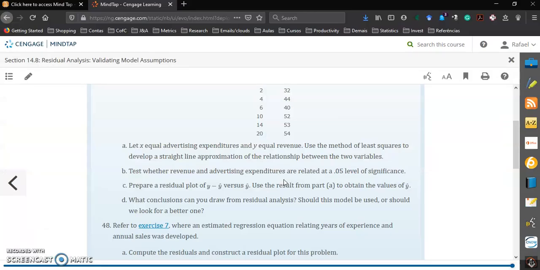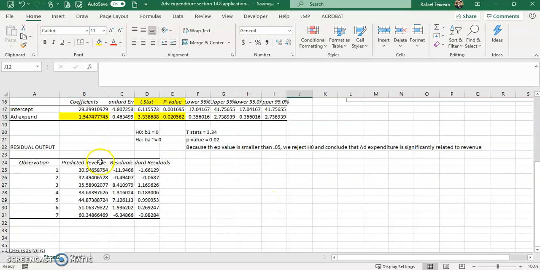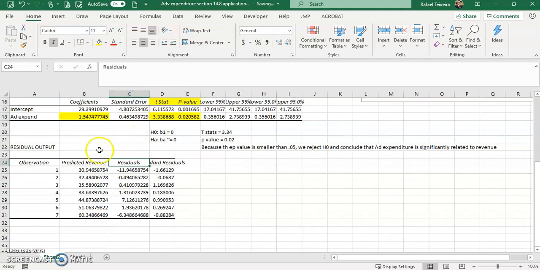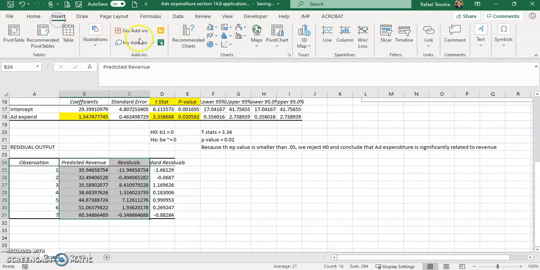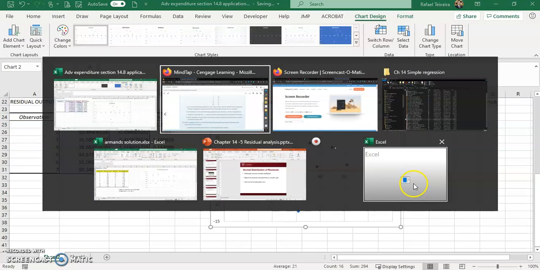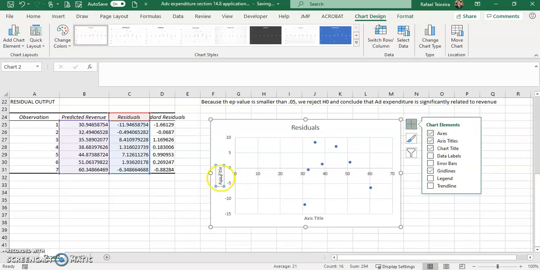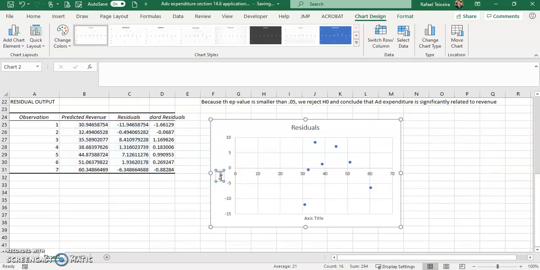But what this is asking, prepare a residual plot of residuals versus predicted Y. So if you want to do that, we have the predicted Y here, we have the residuals here. So what we can do is highlight these two columns, go to insert, and then scatter. This is the plot of residuals, and then we can add the axis titles. So these are residuals, and this is predicted value.